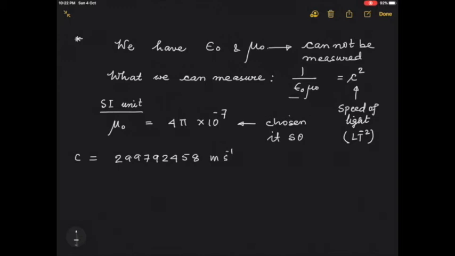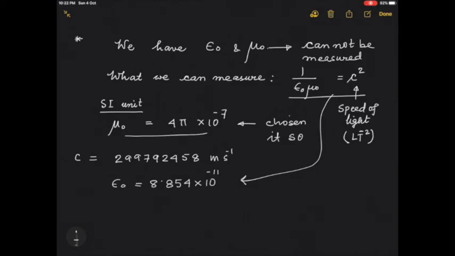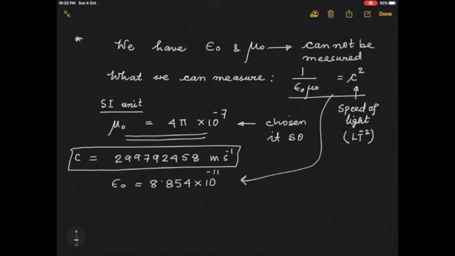If I use these two, and epsilon naught mu naught is C to the power minus 2, that gives you a value of epsilon naught, which looks very surprising. But that's just our choice of mu naught. So if I choose my mu naught to be this, and C is taken to be this value, this is a fundamental constant, this is fixed, there is no error on this, then you get epsilon naught, which is this. You can just try to do the math and get the value of epsilon naught.